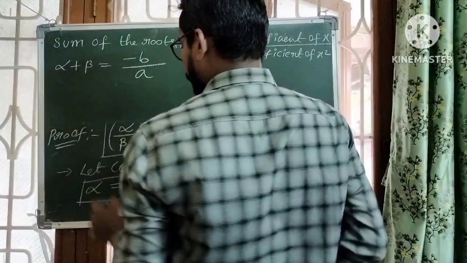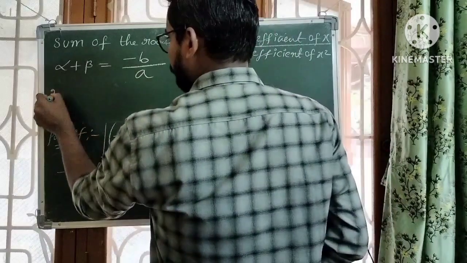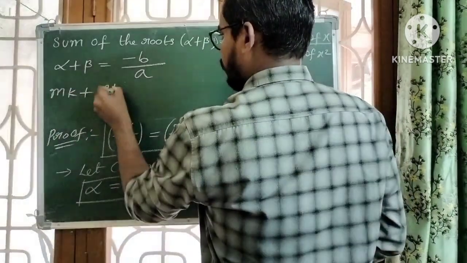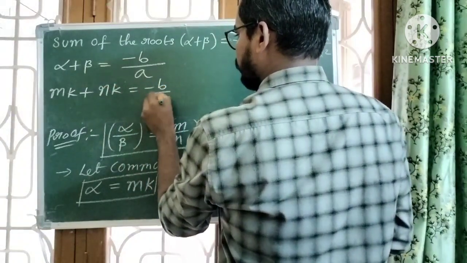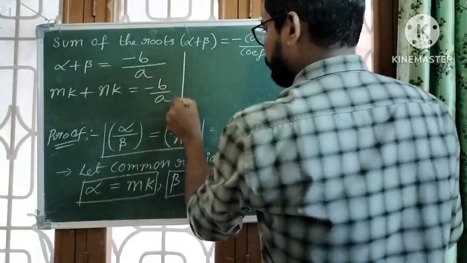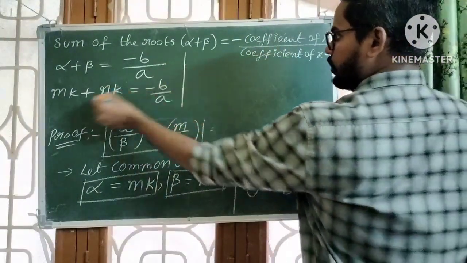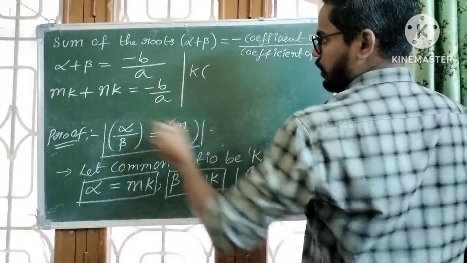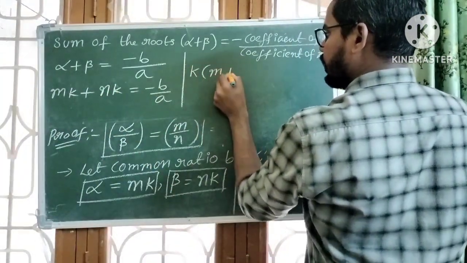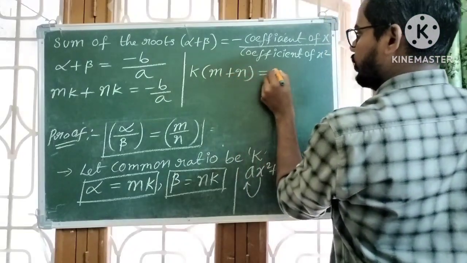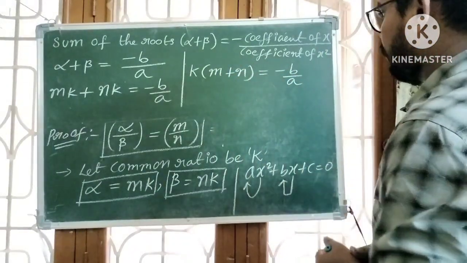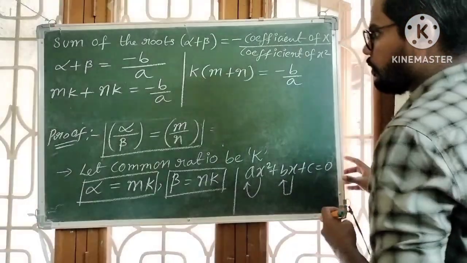What is the value of alpha? Here the value of alpha is mk plus the value of beta is nk. So mk plus nk is equal to minus b by a. Simplify further. What is the common factor here? The common factor is k. Take out k and the remaining terms: k into m plus n is equal to minus b by a.